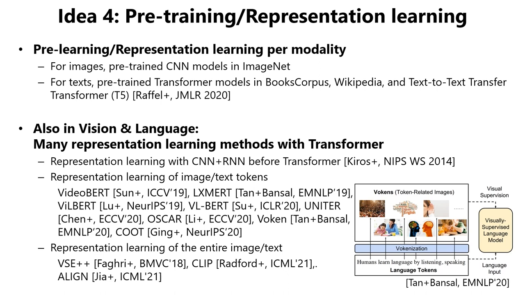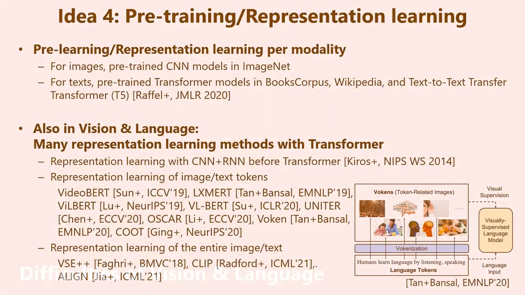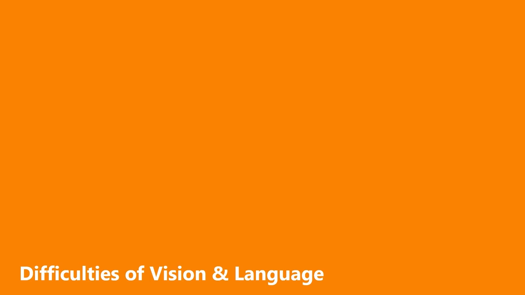This is related to GPT, which has been mentioned a lot. Recently, GPT-4 handles both images and text, and CLIP, which was introduced in the middle of this talk, also has a vector representation of both images and whole sentences. Despite all these innovations, there are still some difficulties.